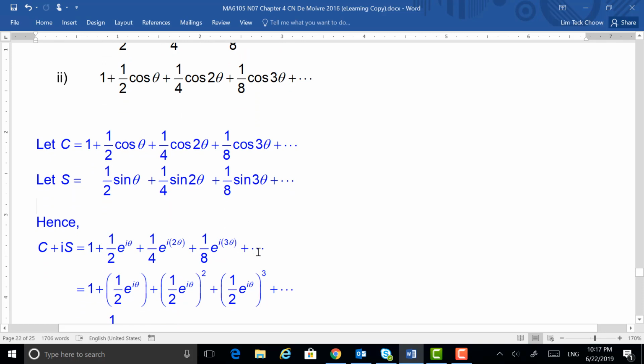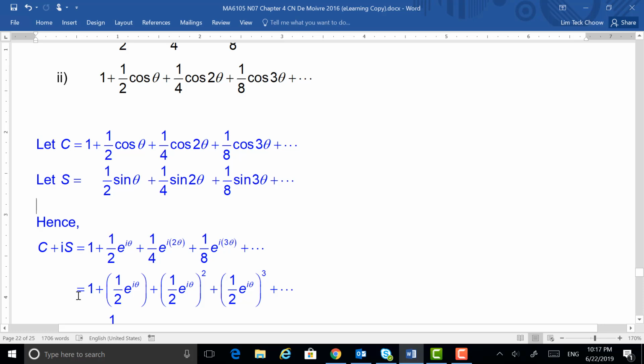Can you see this can be rewritten and re-expressed into a form that you will quickly recognize that this is a GP, where the first term is 1. This is the common ratio. Can you see the common ratio? And what do you notice about the common ratio? This common ratio is a complex number, and you notice that the modulus of this complex number is half. The common ratio, which is a complex number, has a modulus of half, and that satisfies the condition that we need. The condition that we need is the modulus of the common ratio must be less than 1. In this case, it's half.